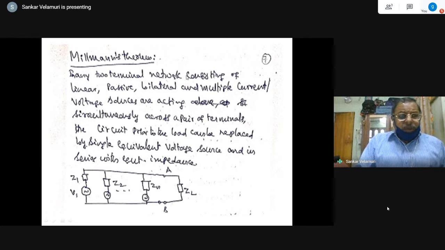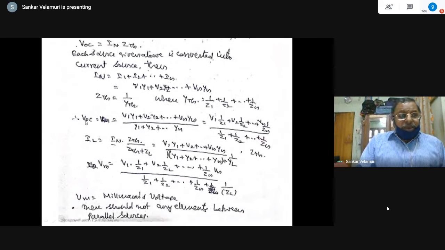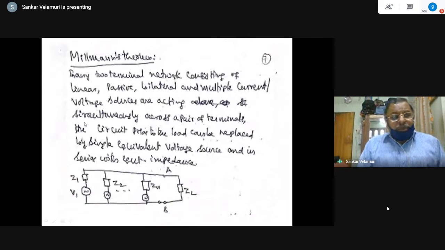So in any two-terminal network consisting of linear, passive, bilateral elements, and multiple current or voltage sources acting simultaneously across a pair of terminals, the circuit prior to the load can be replaced by a single equivalent source in series with the equivalent impedance. This is the same as the open circuit voltage. Now, this is one type of the statement.